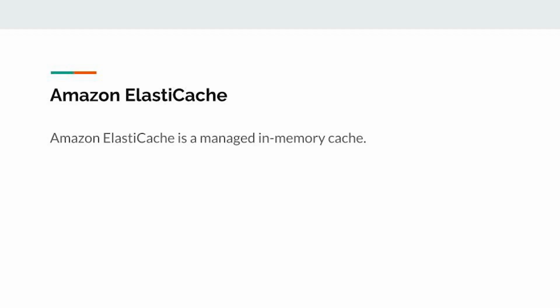Next topic, Amazon ElastiCache. Amazon ElastiCache is a managed in-memory cache. It is used to cache data for faster reads and improve application performance. It is also used to store user sessions. It supports Redis and Memcached engines.